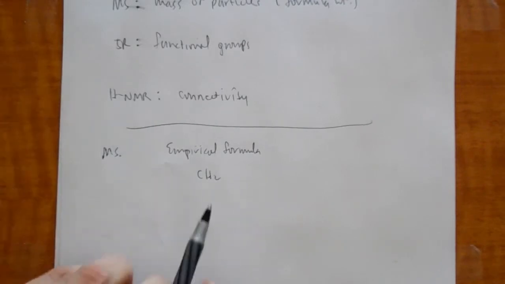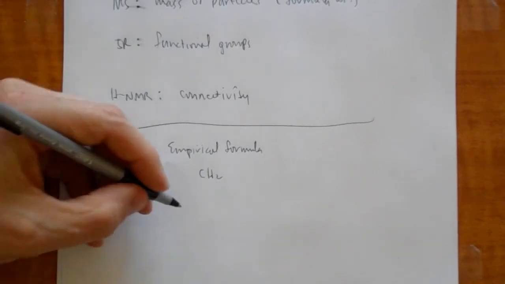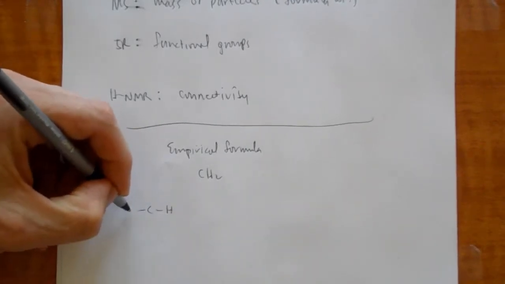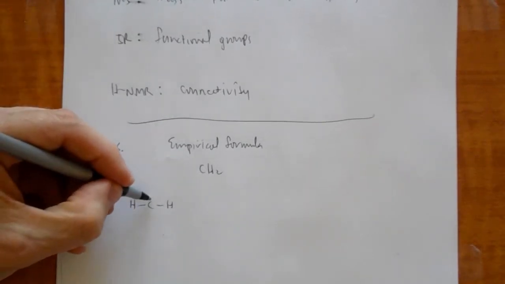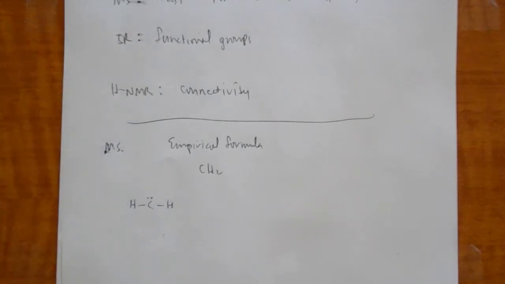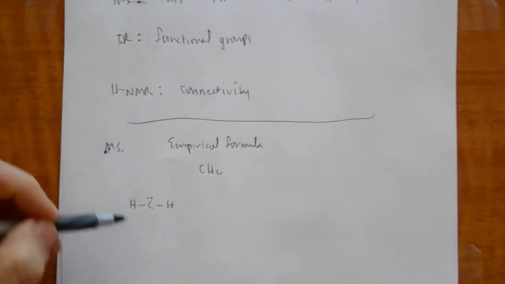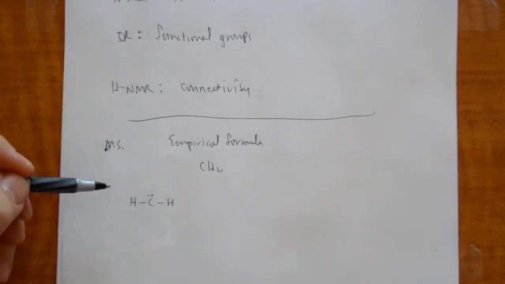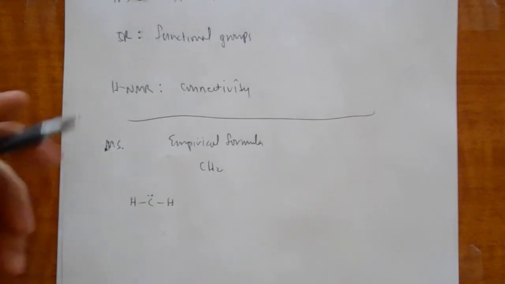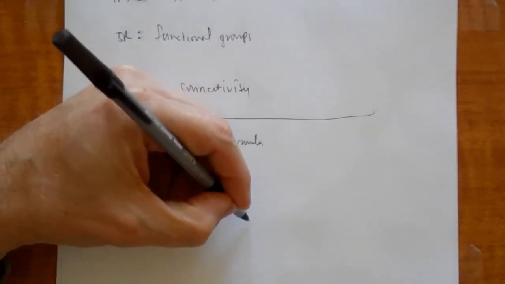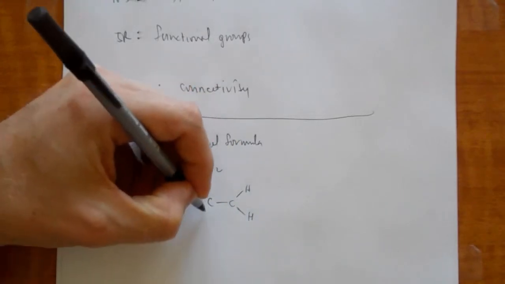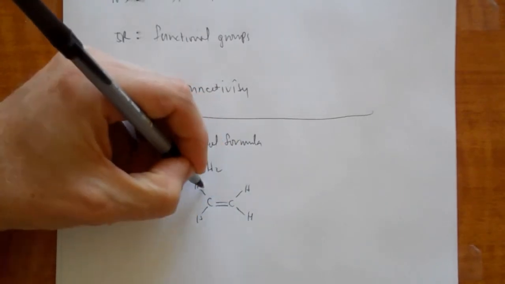Right? So if something has the empirical formula of CH2, it could be a carbon with two hydrogens, which would be a problem. We've never seen anything like that. It's a problem. It's octets not filled. There's a few problems with that. It could be two carbons and four hydrogens. That's possible.